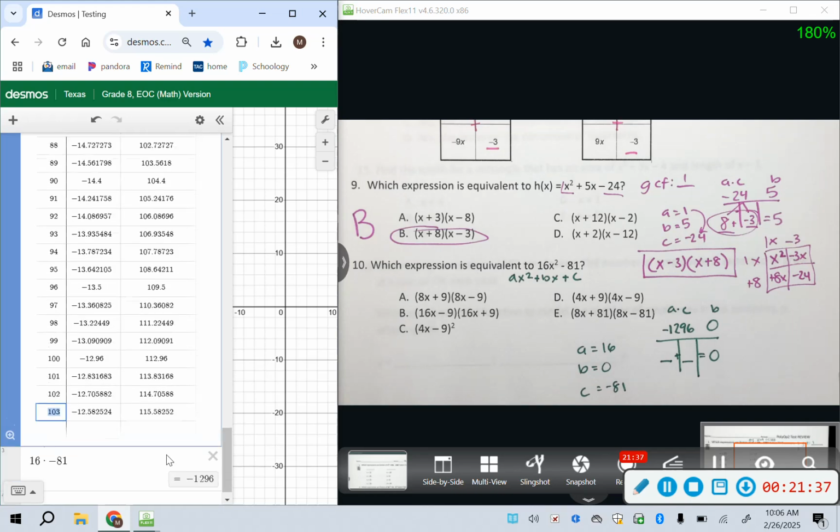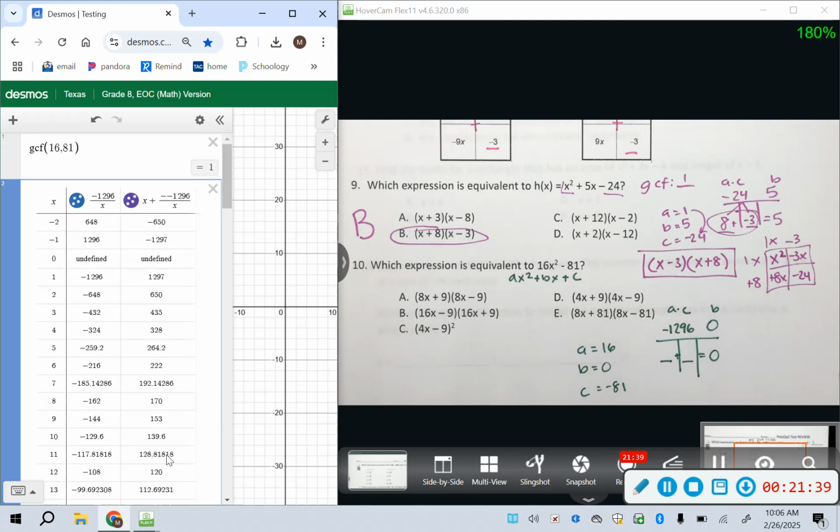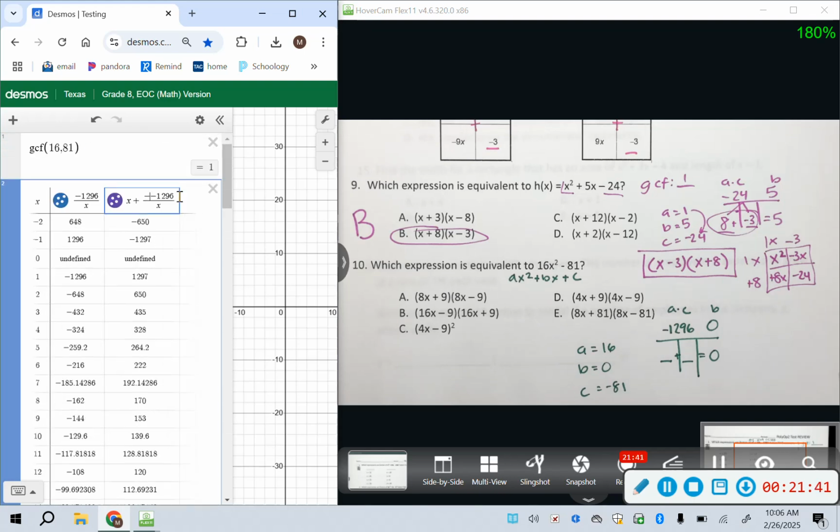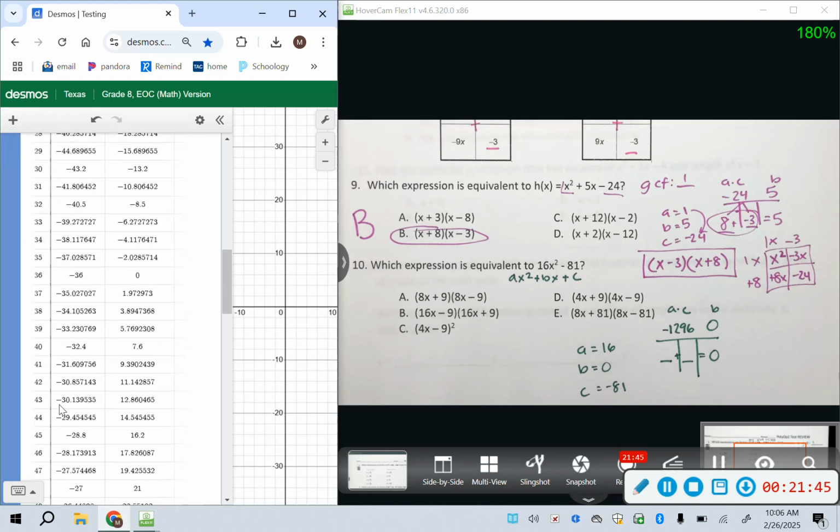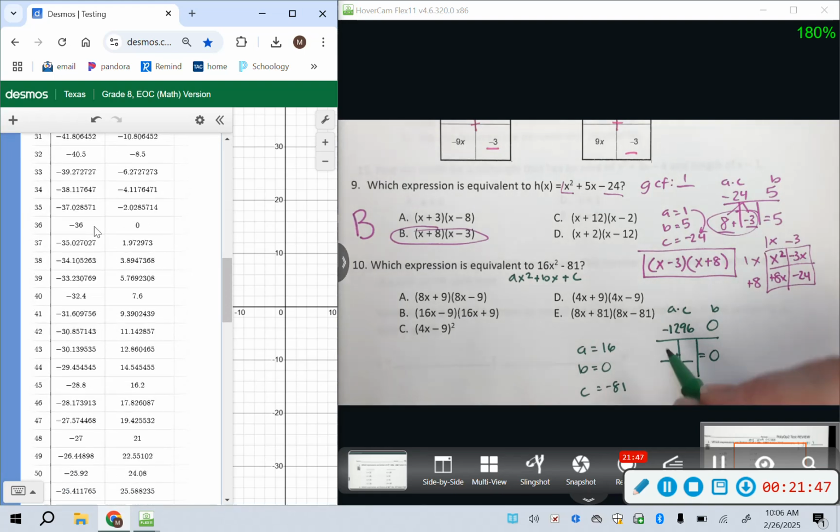16 times 81, 1296. Oh, that's what's wrong. I was like, what is happening? There we go. Found my mistake. We're looking for 0, and I found it. So it's 36, negative 36. See, I knew I made a mistake. Just had to find it. First term, first box. Last term, last box. These should add to 0. So positive 36x, negative 36x. They do. And then we GCF.